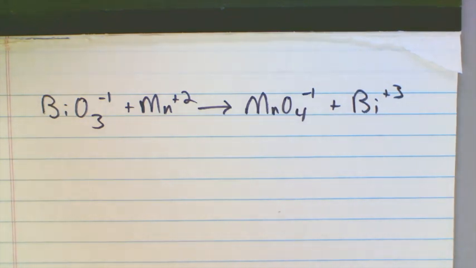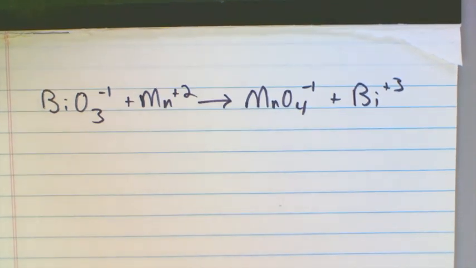BiO3 -1 plus Mn plus 2, giving us MnO4 -1 plus Bi plus 3. Okay, what's step 1? Assign oxidation numbers, yeah. So let's go ahead and do that.